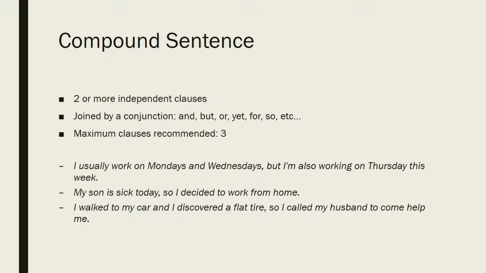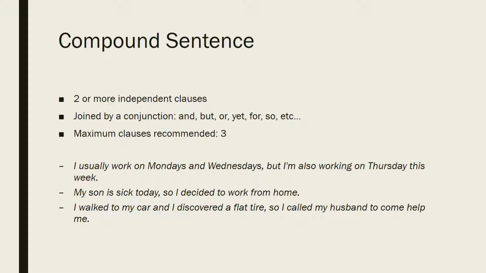Okay, the next type of sentence is a compound sentence. So a compound sentence is two or more independent clauses together. So still with a compound sentence, there are no dependent clauses. It's still only independent clauses. However, there are two or more. And these are often joined by a conjunction.